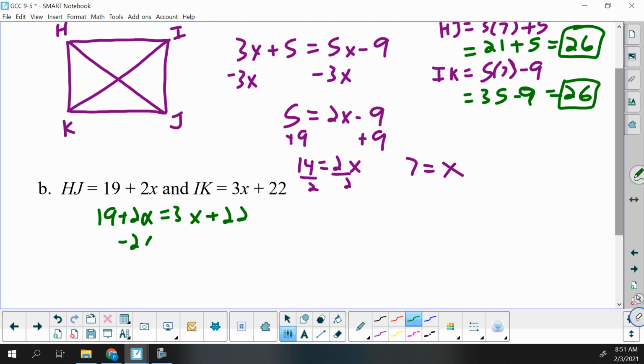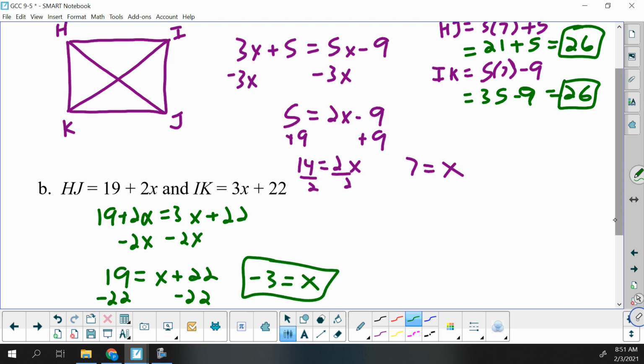Maybe start by subtracting the 2x over, which will give us 19 equals x plus 22. We'll subtract the 22 over, and that's going to give us negative 3 for x. So we should be concerned a little bit that x is negative. We're dealing with segment lengths, which need to be positive. But as long as it gives us back positives for HJ and IK, then we'll be okay.